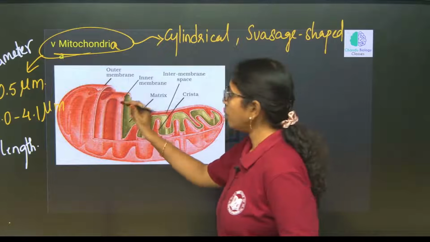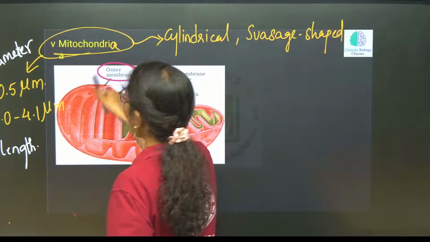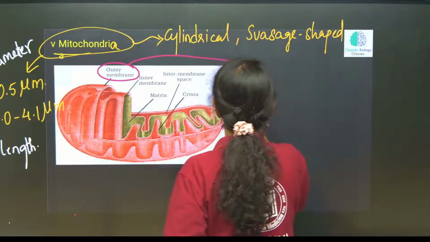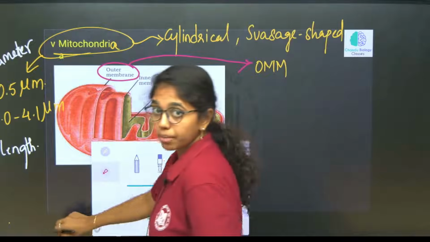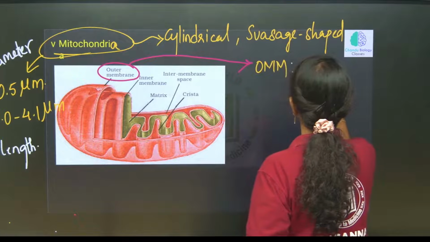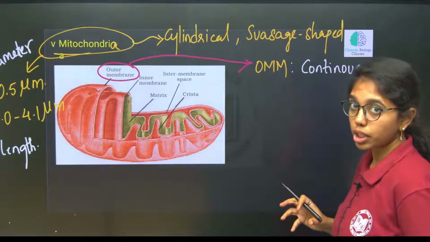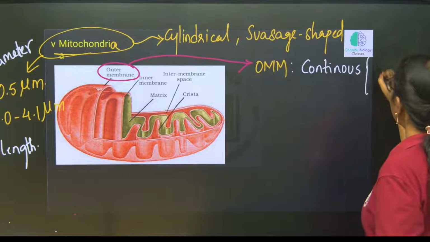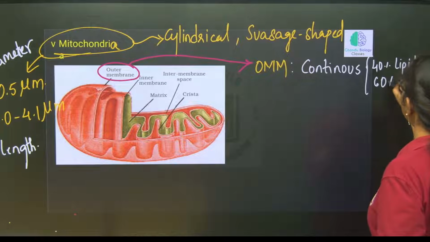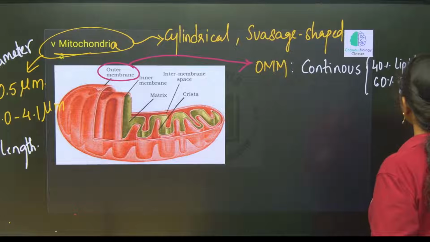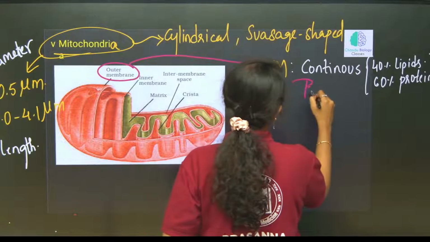Mitochondria is double membrane bound, wherein the outer membrane of the mitochondria is continuous and limiting. The outer mitochondrial membrane is the continuous and limiting boundary of this organelle. If you look into the protein and lipid composition in the outer mitochondrial membrane, we can observe 40% of lipids and 60% of proteins. And the outer mitochondrial membrane is completely permeable.